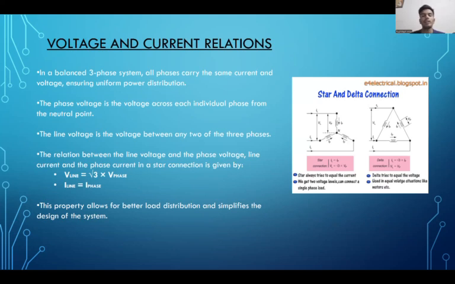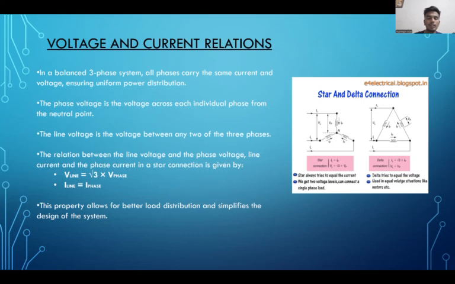Coming to voltage and current relations in star connections. In a balanced three-phase system, all phases carry the same current and voltage, ensuring uniform power distribution. The phase voltage is the voltage across each individual phase from the neutral point. The line voltage is the voltage between any two of the three phases.